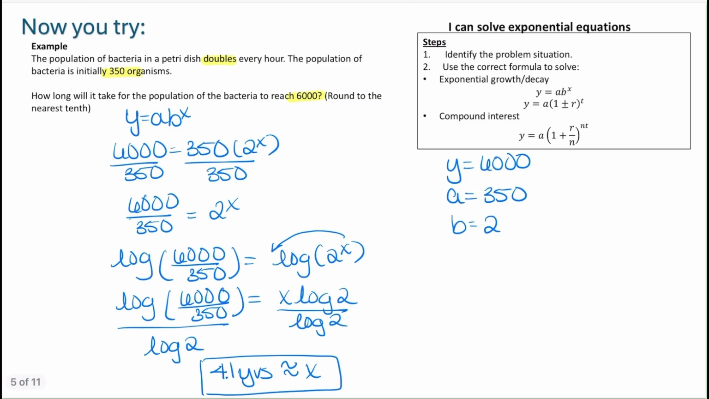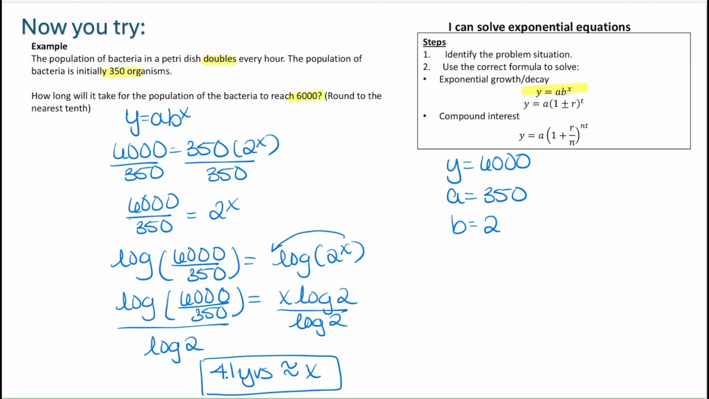So here we have bacteria in a petri dish that are doubling every hour, and the population is initially 350 organisms. We want to know how long it'll take the population to reach 6,000. So since we have doubling here, we're going to use this form of the equation, y equals a times b to the x. So y is the final value, which is 6,000. A is the starting value, which is 350. And then the doubling means our b is going to be 2, right? Because that's our growth rate.